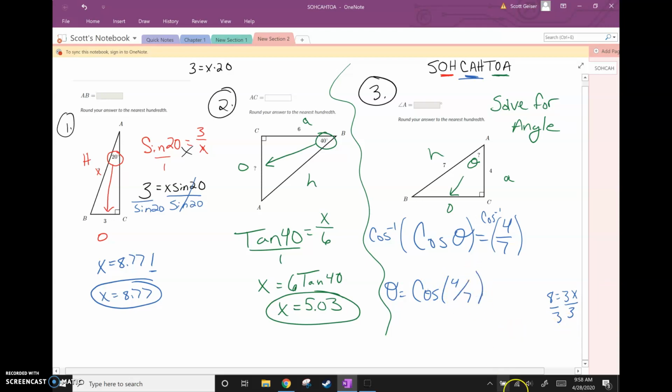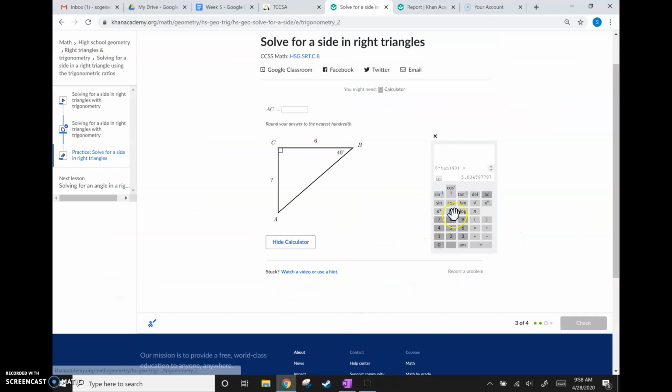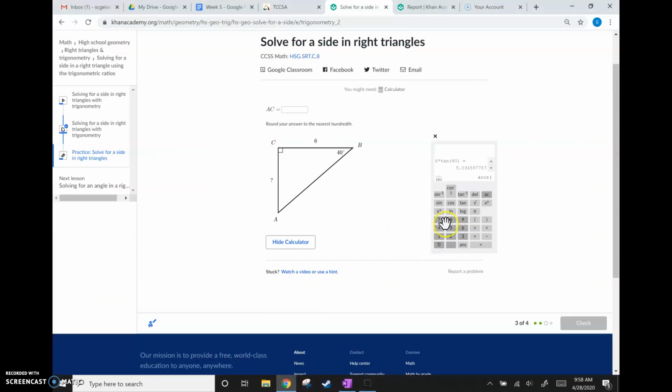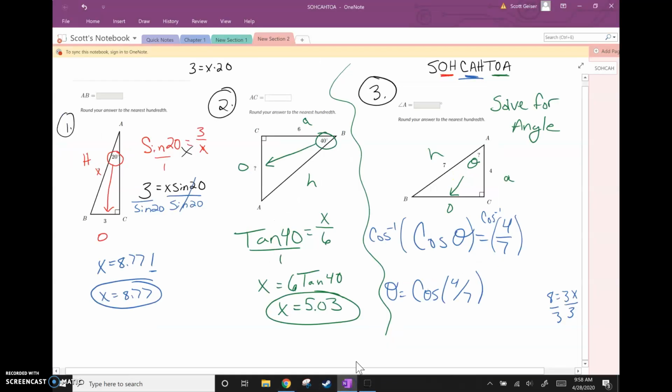Now to do that in the calculator, I'm going to hit cosine -1, inverse cosine of 4/7, and then I'm going to close the parenthesis. Make sure you close it. 55.15, theta equals, it's still hundredth, 55.15 degrees would be for that.